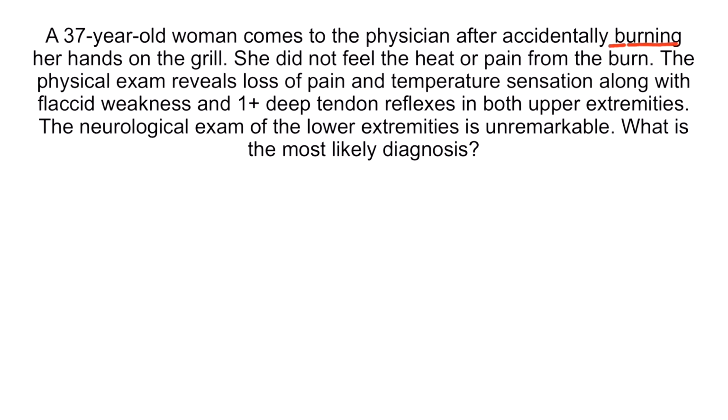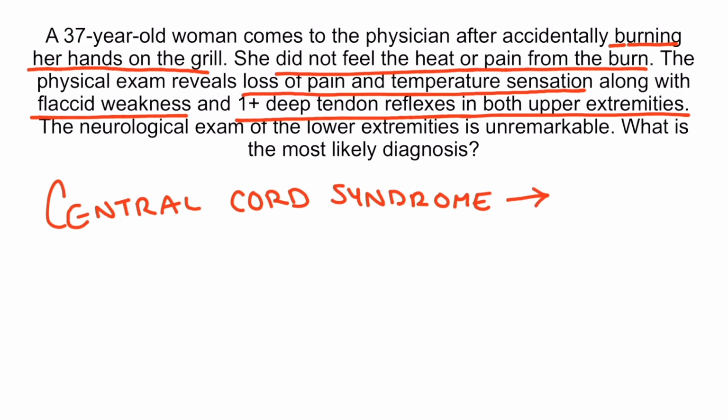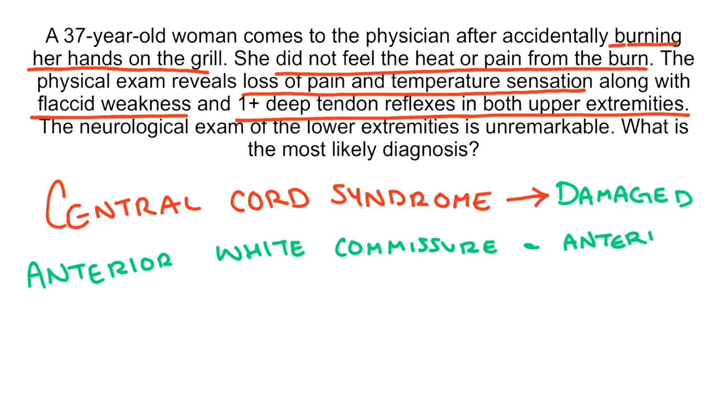This woman burned her hands on the grill, but she did not feel the heat or pain from the burn. The physical exam reveals loss of pain and temperature sensation only in the upper extremities, suggesting injury to the spinothalamic fibers in the anterior white commissure. Additionally, there is flaccid weakness and hypoactive deep tendon reflexes in the upper extremities, indicating injury to the ventral or anterior horns at the cervical cord level. These findings point to the diagnosis of central cord syndrome. Let's recall that the central cord syndrome damages anterior white commissure and later the anterior horns.